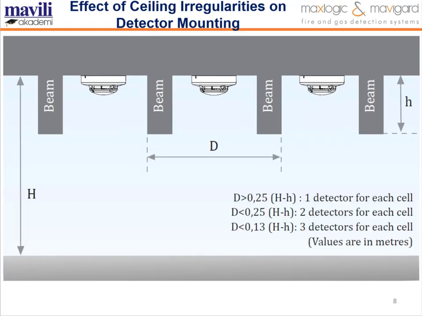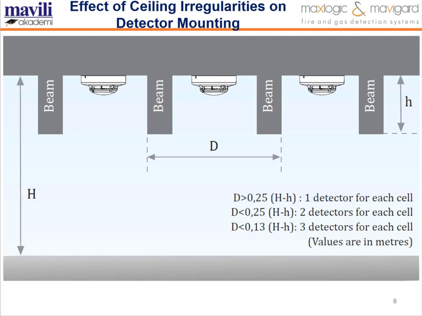As shown in the figure, capital D is the distance between the beams measured from outside to outside, and its unit is meter. Capital H is the ceiling height, and its unit is meter. Lowercase h is the depth of the beam, and its unit is meter. Any ceiling irregularity, such as a beam, with a depth of more than 10% of the ceiling height should be considered a wall, and the following conditions will apply.